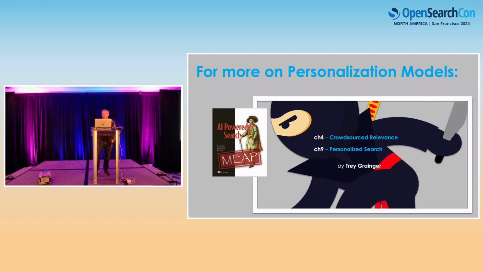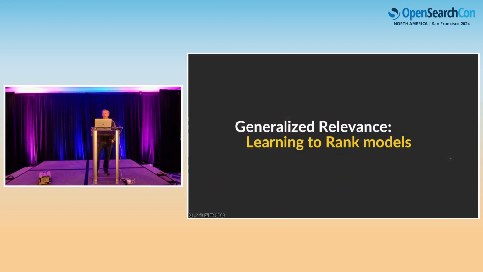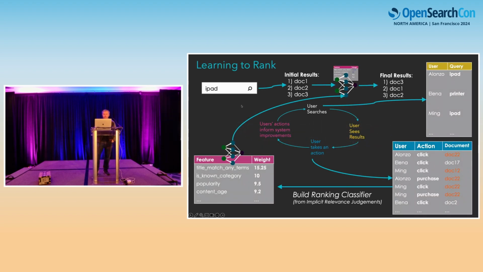If you're interested in more on personalized search models, chapters 4 and 5 of the book cover those in great detail. The last two areas I'm going to breeze through kind of quickly. One is generalized relevance or learning to rank. Same general concept, user runs a search, you collect the data, UBI, but now you're building a ranking classifier. That ranking classifier then is able to learn a generalized relevance model that can apply to future results to boost things up and down. It can be based upon something very linear, like just here's the weights for different fields, or it can be way more complicated using deep learning models and those kinds of things.